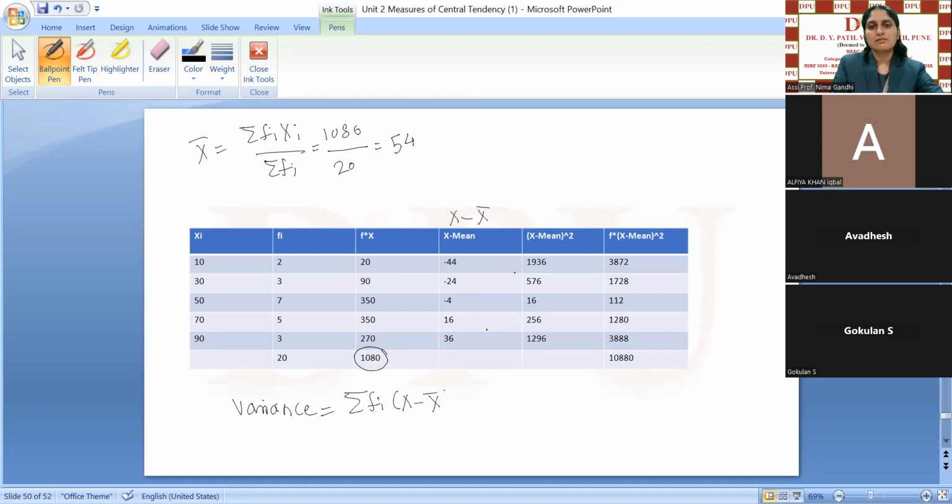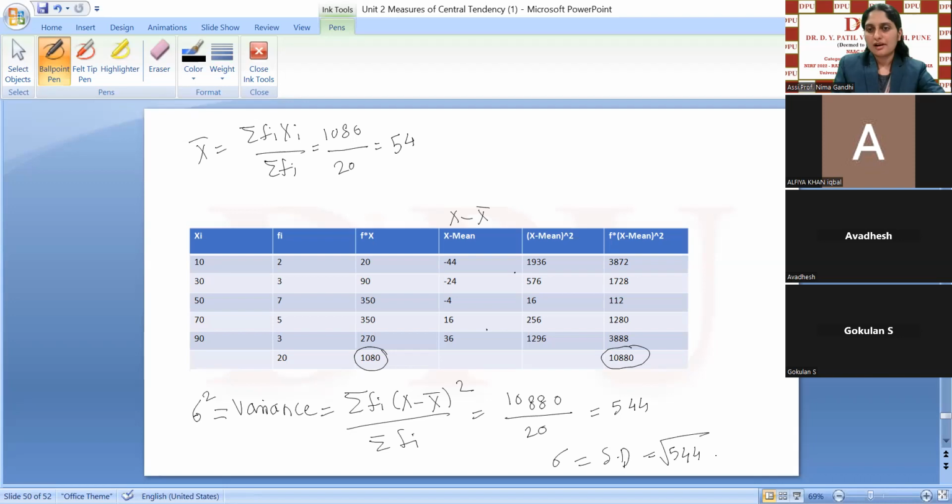Summation of fi into x minus x bar square, divided by summation of fi. So this is your numerator, divided by 20. So this is your variance. You can denote your variance by sigma square. So this is your sigma square. Your sigma is the standard deviation, and that is root of 544, and that is 23.32.